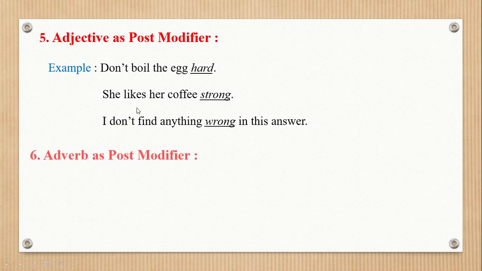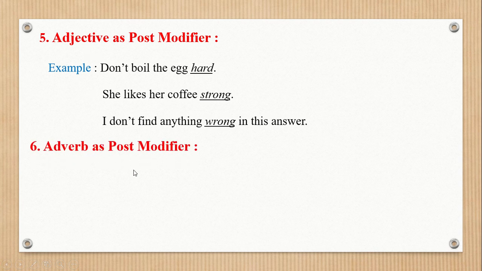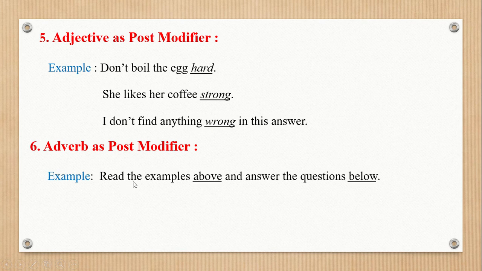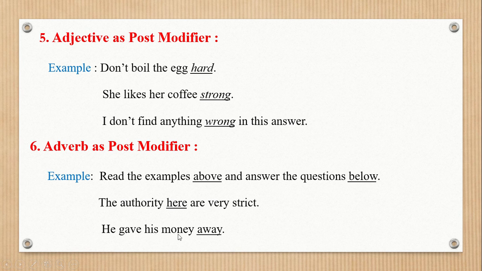Number 6, adverb as post modifier. Look at the example. See the underlined adverbs. When an adverb is used after the word, it is a post modifier. The authorities here are very strict. He gave his money away. All these are examples of post modifiers. It's very easy for you.